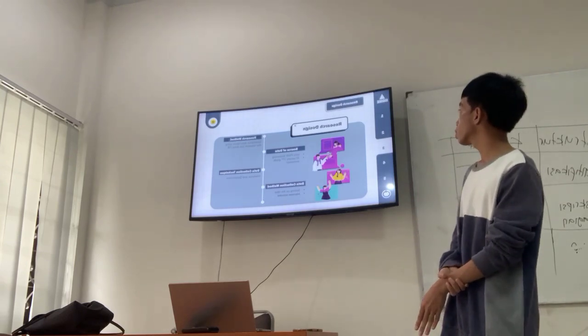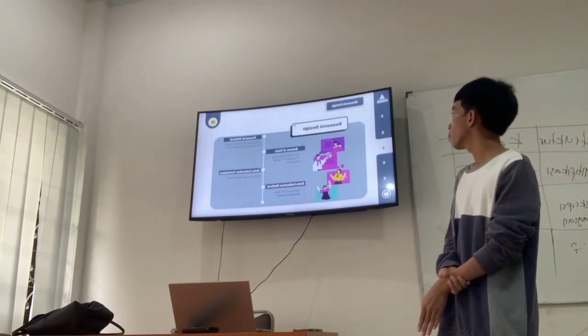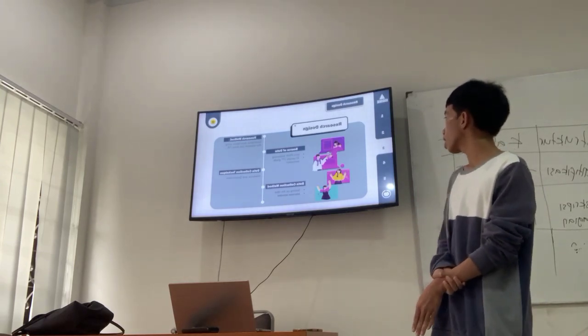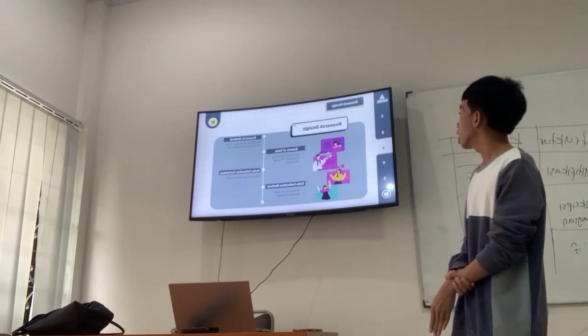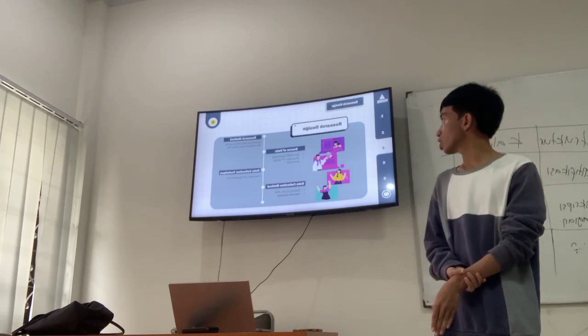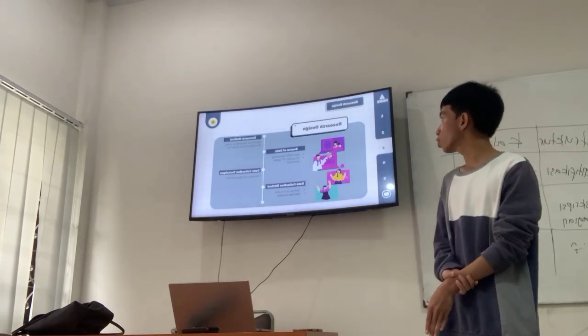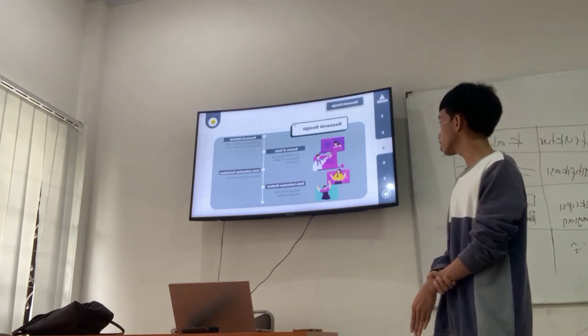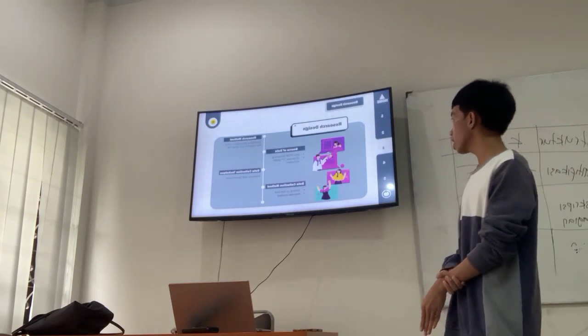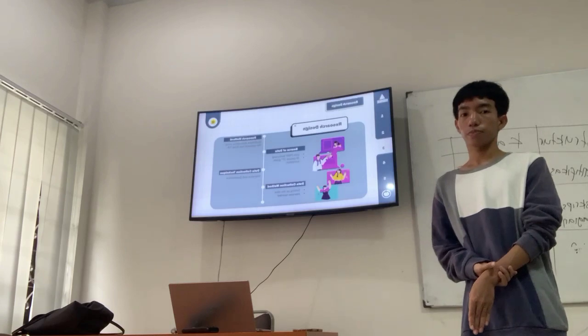And the second one, source of data: PGRI Semarang, 30 people, seventh grade semester. And the third one, data collection techniques: interview and questionnaire. And the last one is data collection method: setting up the interview recording.